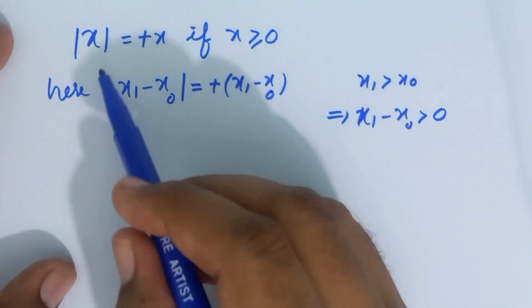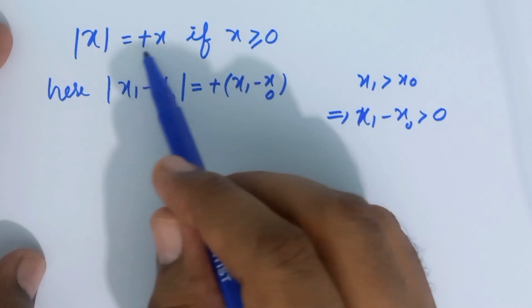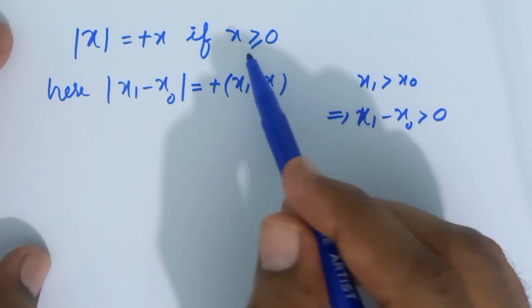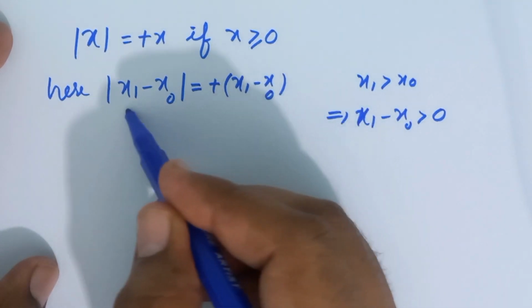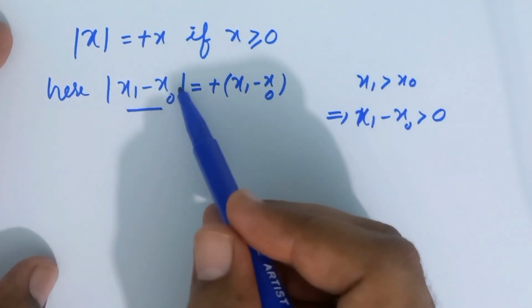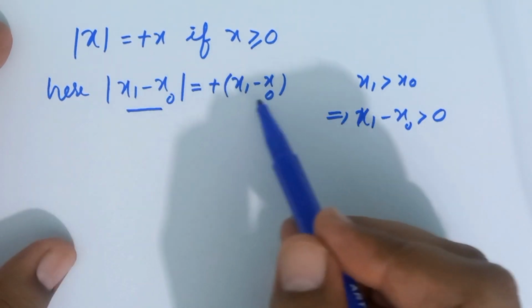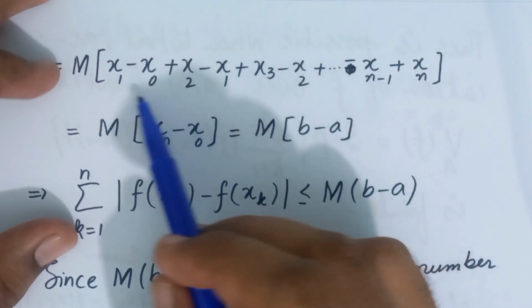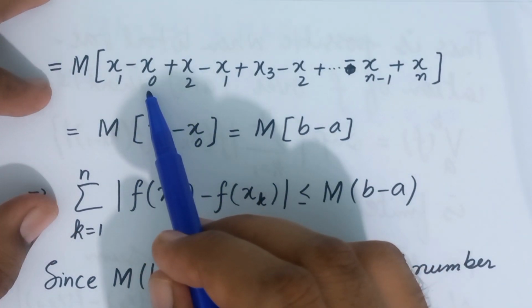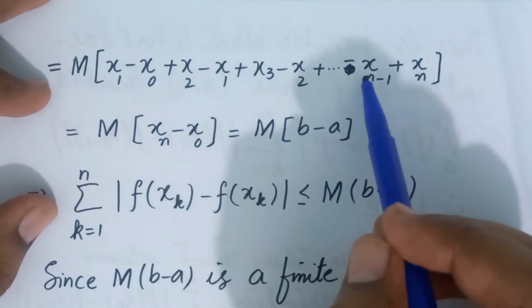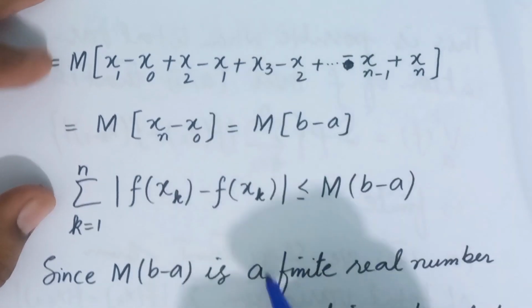By this definition, we know that the absolute value of x will be just equal to x if the number inside the absolute sign is non-negative, that is, greater than or equal to 0. As here, the number inside the absolute sign, x1 minus x0, is greater than 0, we can take it as x1 minus x0. So after removing the absolute sign on every term, we have x1 minus x0 from the first absolute, x2 minus x1 from the second term, x3 minus x2 from the third term, and so on, up to minus x_(n-1) plus xn.